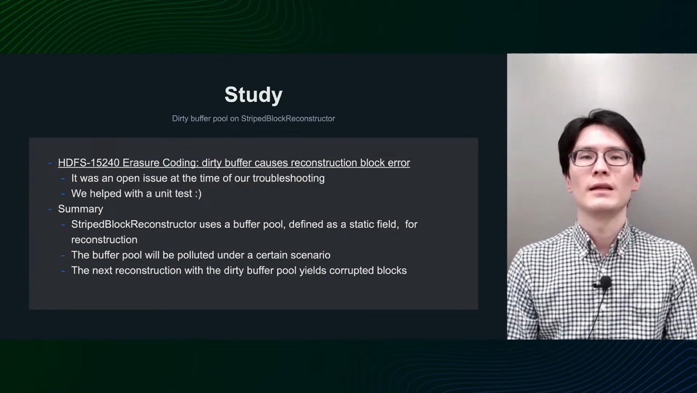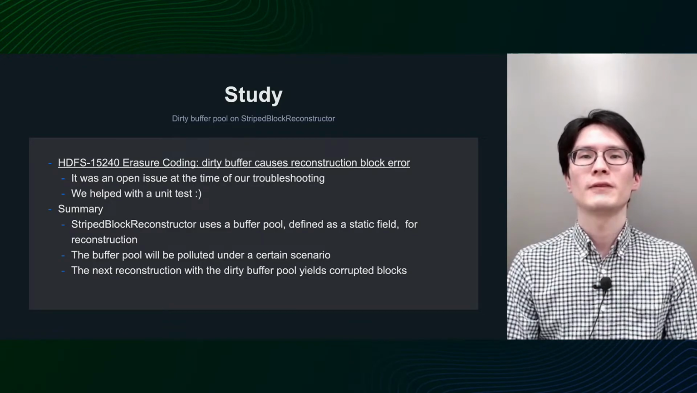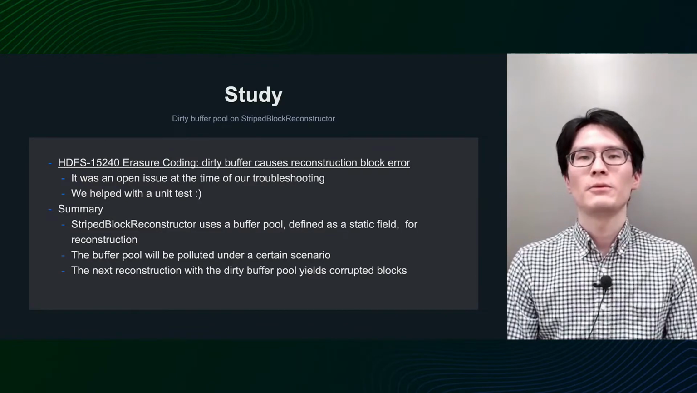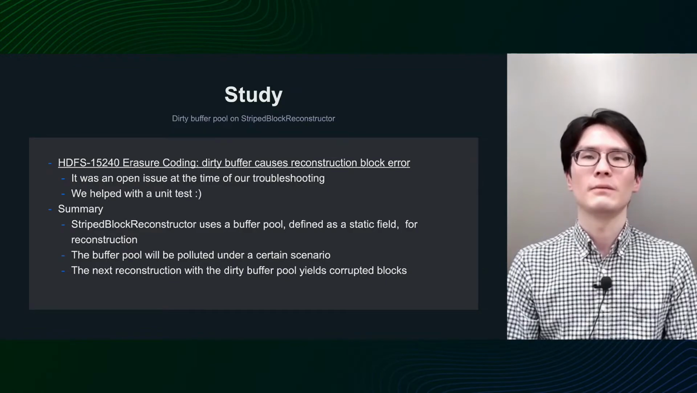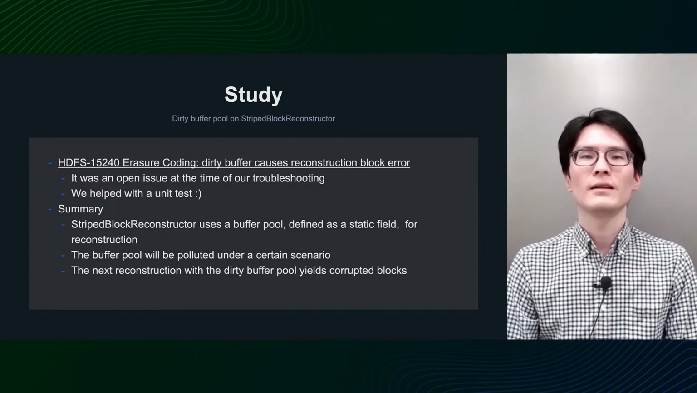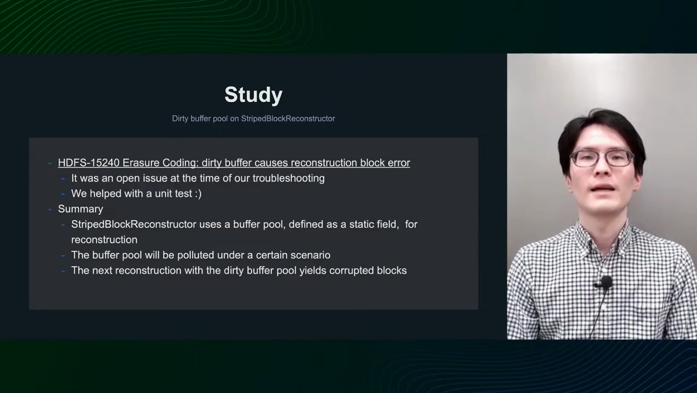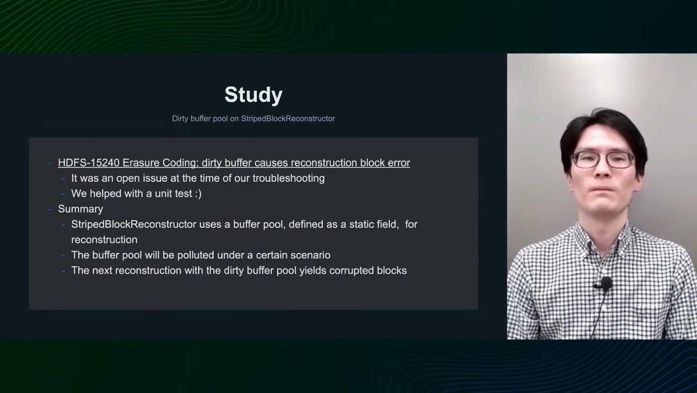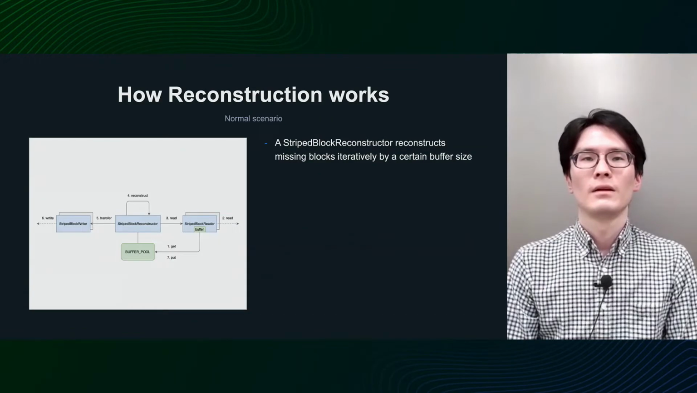The first thing we do when such an issue arises is to see if there is already a bug reported in the HDFS community. We found an open issue on HDFS JIRA that is very similar to our observation. To give you an idea of the issue, StripedBlockReconstructor, the class that is responsible for the main reconstruction logic on the data node, has a static buffer pool that is used for reconstruction. The problem is that the buffer pool gets contaminated under certain conditions, and the blocks reconstructed utilizing the contaminated buffer pool get corrupted. In order to understand the condition under which such a contamination occurs, let's look at the reconstruction mechanism in detail.